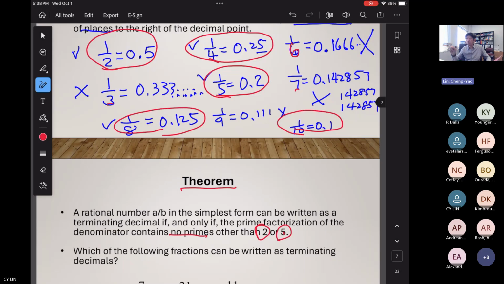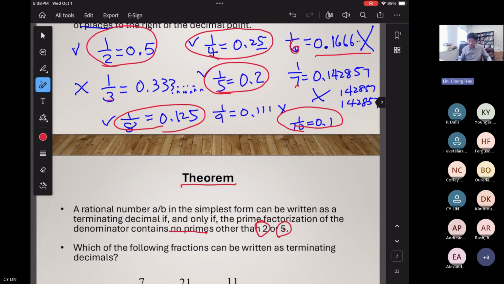What about 6? 6 is actually 2 and 3, right? So you have a 2, yes, but you have a 3. So that's why it comes out repeating. Does that make sense? So here is a theorem.